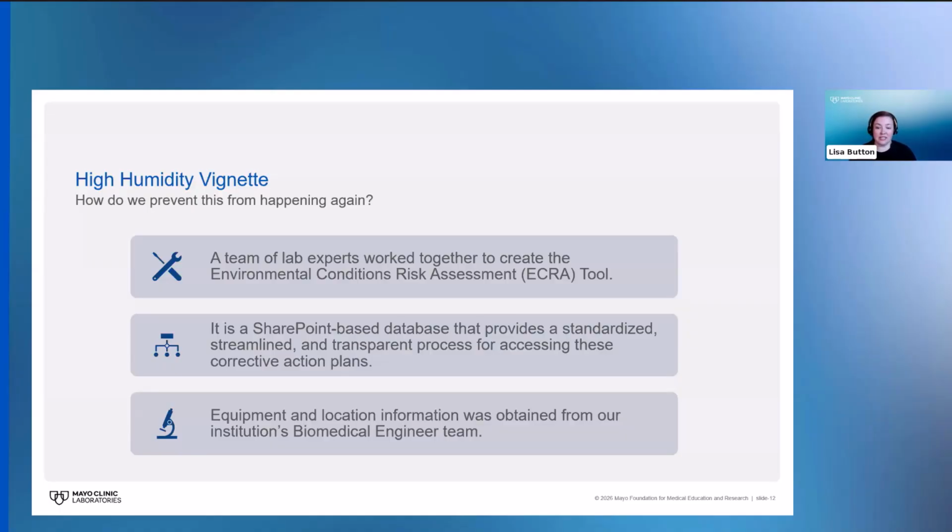And this is being rolled out in phases at our institution. So right now we have equipment information and location information that we were able to obtain from our institution's biomedical engineer team. So we really focused in on the testing instruments first, and phase 2 is going to roll in facilities-dependent equipment. So thinking refrigerators, freezers, that type of thing.